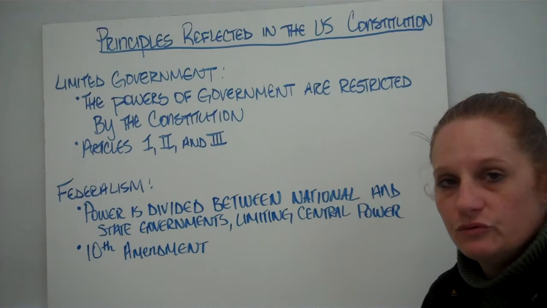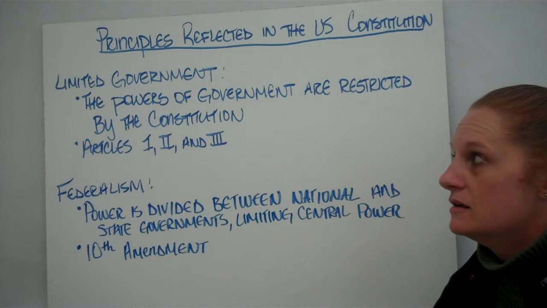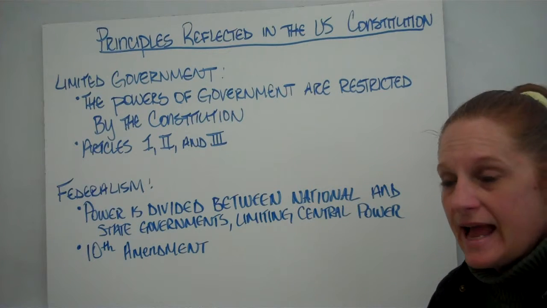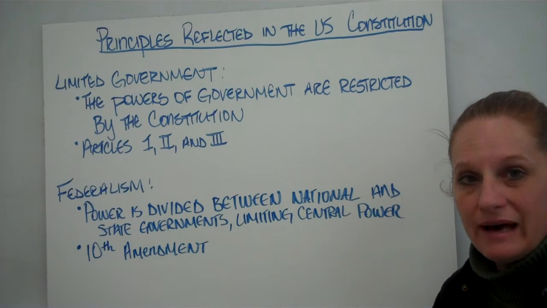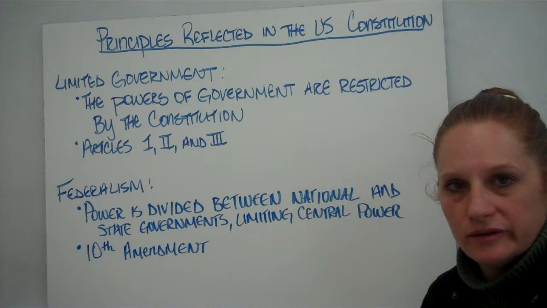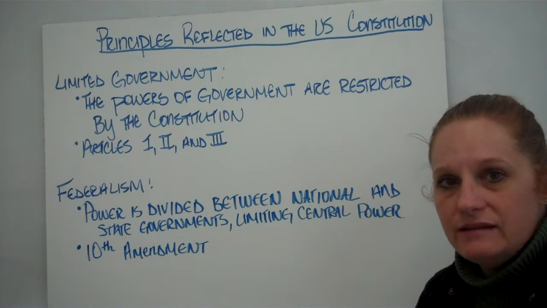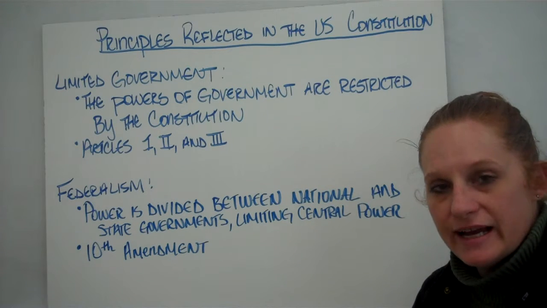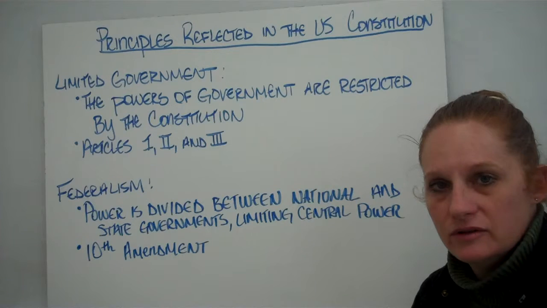So, to recap, limited government, powers defined in the Constitution, and federalism, power divided between the federal and state governments to limit a central authority. Hopefully, you're picking up that keeping a check on governmental power was a key concern for the framers.